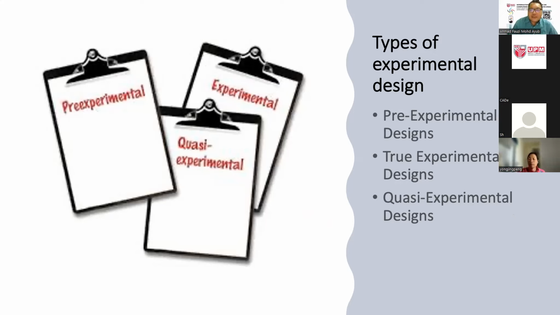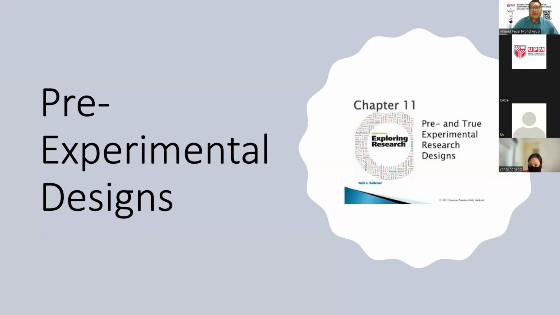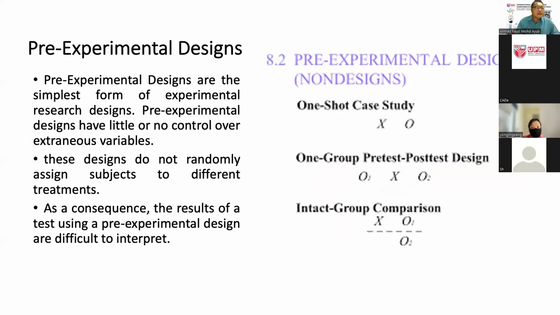Okay, in experimental design, basically we have three different types: pre-experimental design, true experimental design, and quasi-experimental design. So these are the three different types of experimental design. Okay, we go one by one. Pre-experimental design is the simplest form of experimental research design.